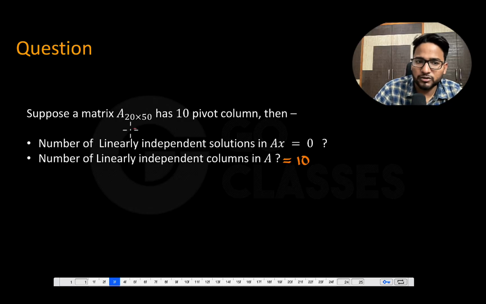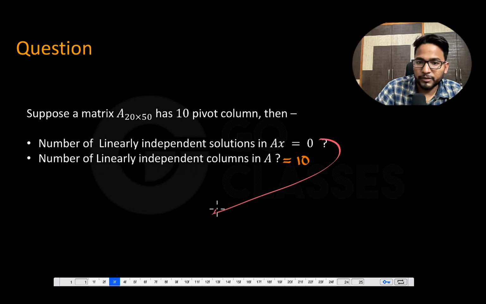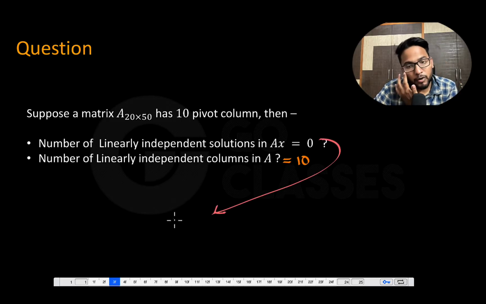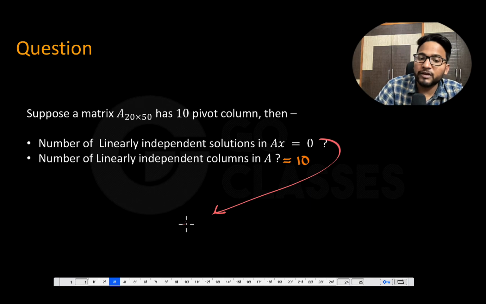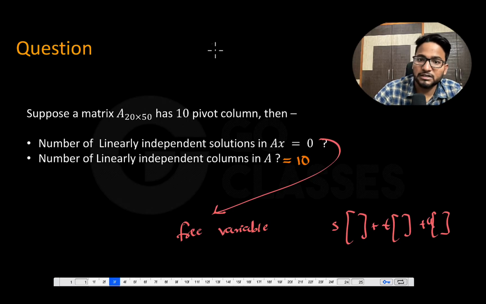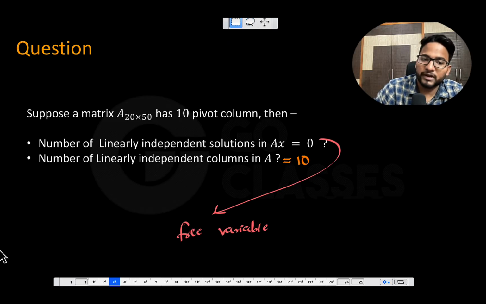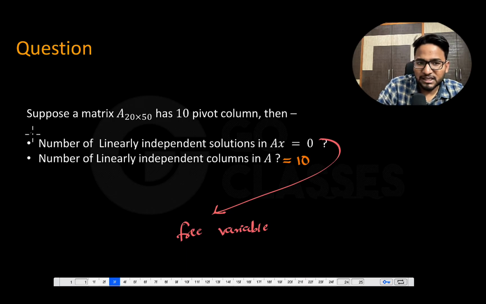Now let's talk about the first question: the number of linearly independent solutions in Ax equal to 0. It means how many free variables you have, right? If you have 3 free variables, then there will be 3 linearly independent vectors, such that you will have s, t, u, and a summation of 3 linearly independent vectors in the solutions of Ax equal to 0. So if they are asking about Ax equal to 0, then you just have to think about the free variables that you have. These concepts will also be useful in eigenvalues and eigenvectors. I will tell you how.